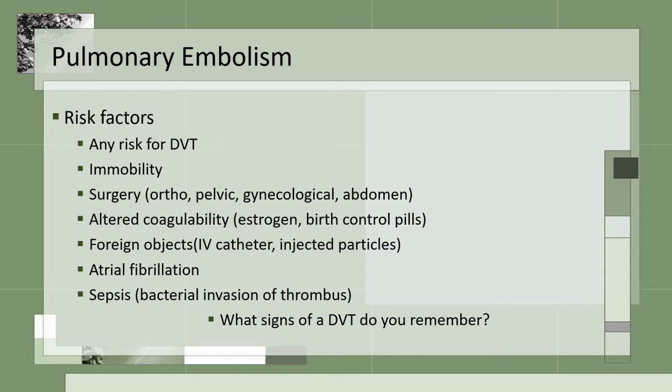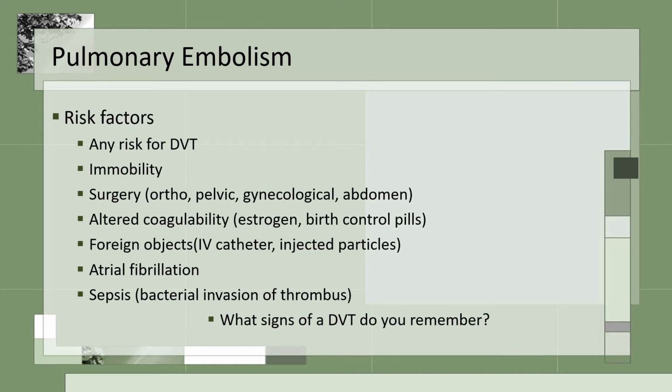The risk factors for pulmonary embolisms are any risks for DVTs, including immobility and surgery, which would include ortho, pelvic, gynecological, and abdominal surgery. Those have increased risk for DVT. Also patients with altered coagulability, patients who take estrogen or birth control pills, and anyone with uterine, ovarian, or prostate cancers. Lung cancers also cause this. Foreign objects, like pieces of an IV catheter that get dislodged, and injected particles. Atrial fibrillation is a cause of DVTs or PEs. And sepsis, which is a bacterial invasion of a thrombus.